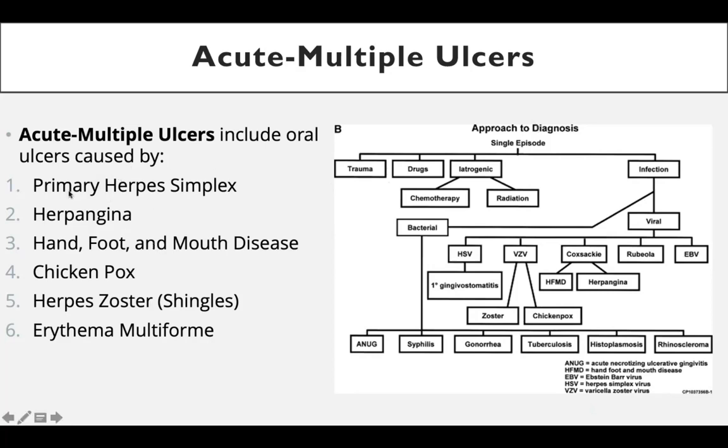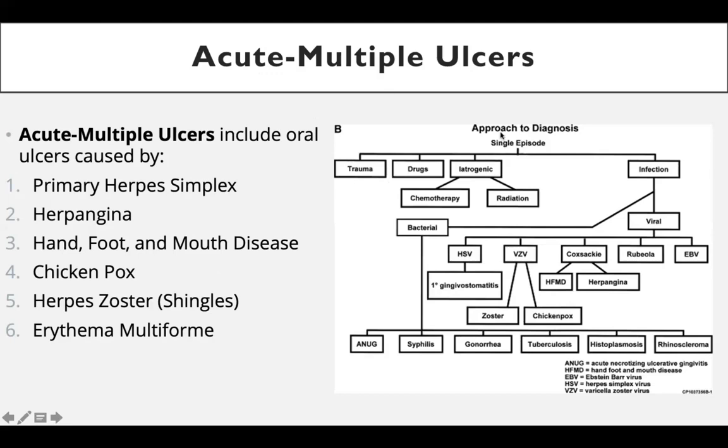So here we have primary herpes simplex, HSV, herpangina, Coxsackie type A, hand, foot, and mouth disease, also Coxsackie, chickenpox, herpes zoster causing shingles as a reactivation of the primary infection causing chickenpox, and then EM, erythema multiforme. On the right side of this slide, we have an approach to diagnosis.